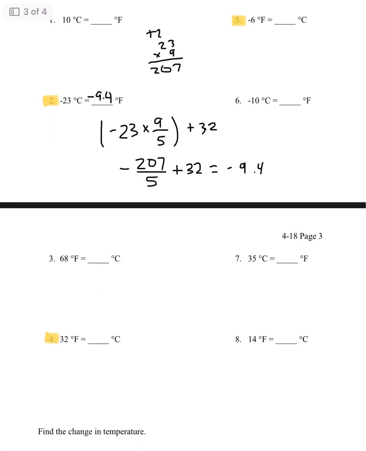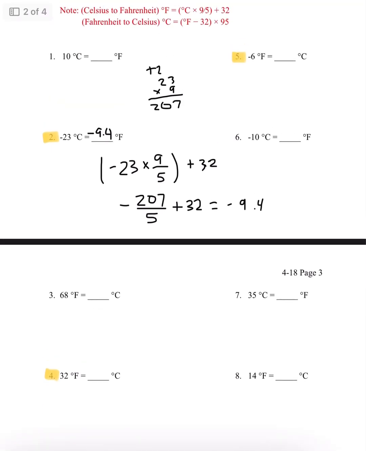Let's go to number 4. We have to do Fahrenheit to Celsius. So we're going to be using this equation. We get our Fahrenheit, which is 32, minus 32, times 5 over 9. 32 minus 32 is 0, and 0 times any number is 0. So number 4, our answer is just 0 degrees in Celsius.